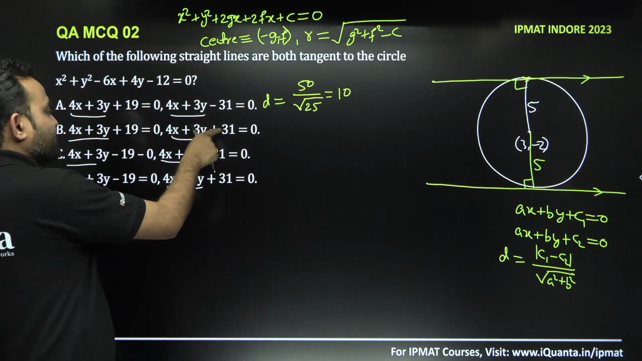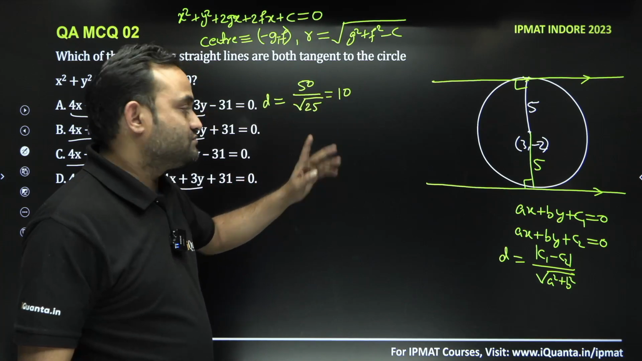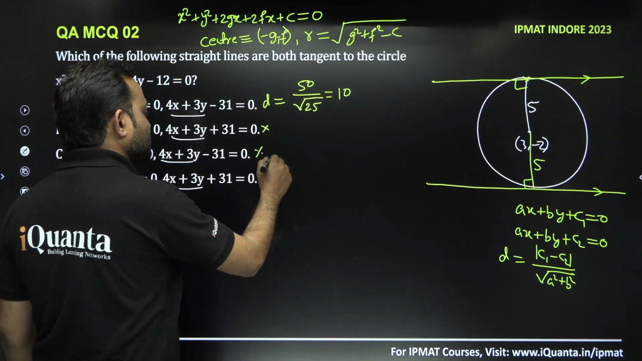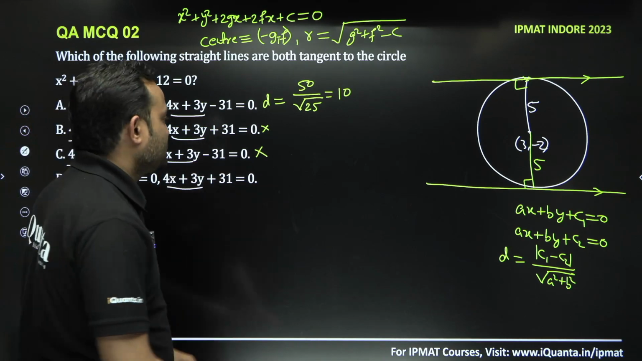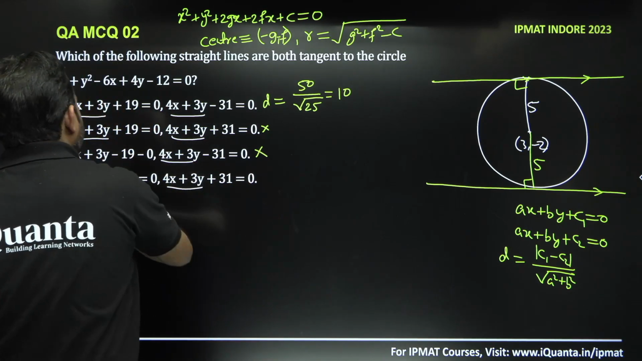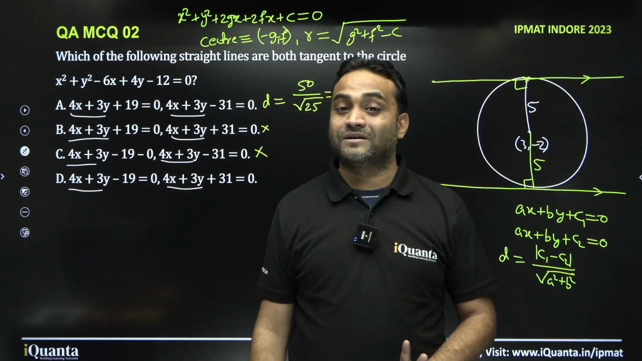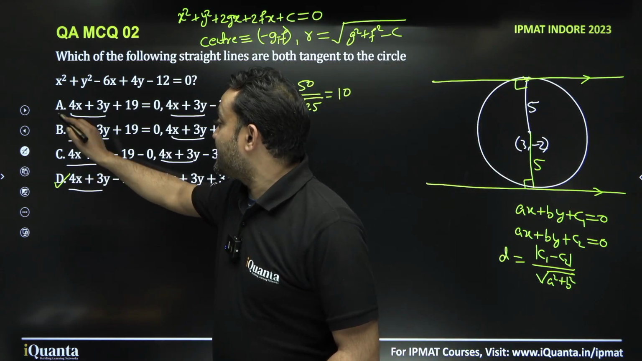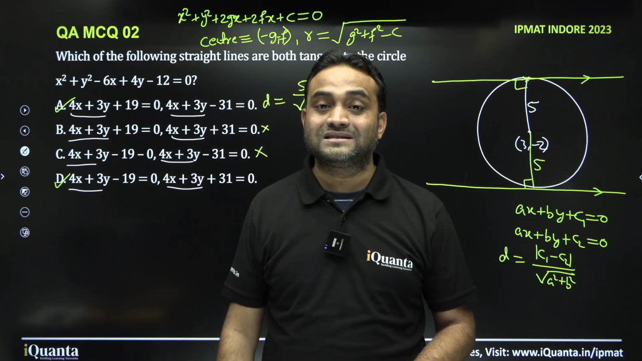In this case, if you check, 31 minus 19 is 12. 12 upon 5. This is not the case. In this case, 31 minus 19 becomes 50. So this is the case. So both A and D give us the distance between these 2 lines as 10. A and C, in both the cases, the distance between these 2 parallel lines is 10.